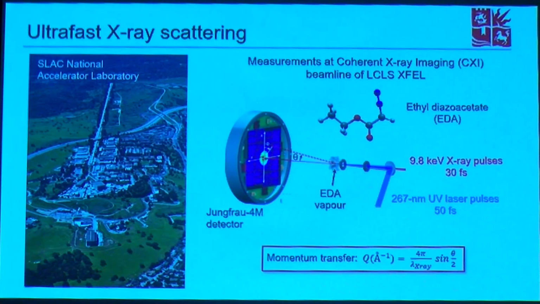You measure the scattering angles of the elastically scattered X-rays, and those relate to the momentum transfer of the X-rays as they're scattered from the gas phase molecules. And the momentum transfer is inversely proportional to pairwise separations of atoms in the molecule. So as the molecule evolves in structure and the distances between the atoms evolve, the scattering pattern should change, as measured by this momentum transfer Q.